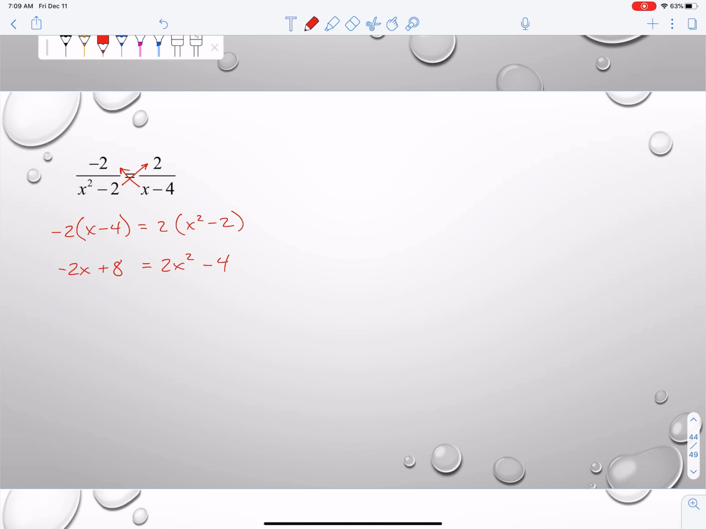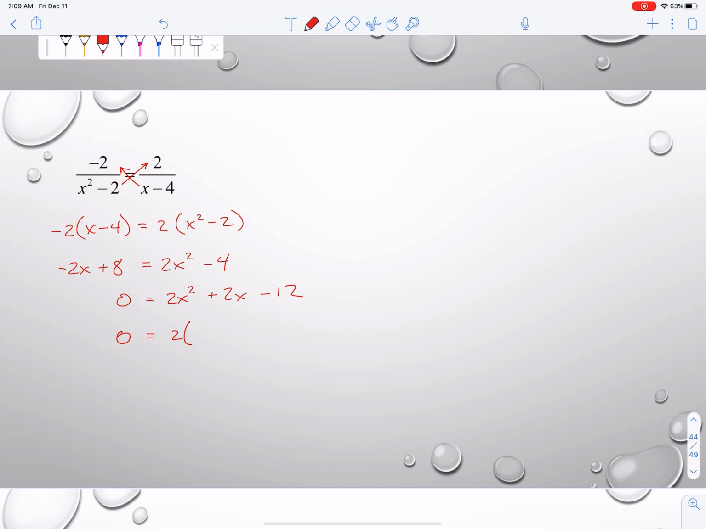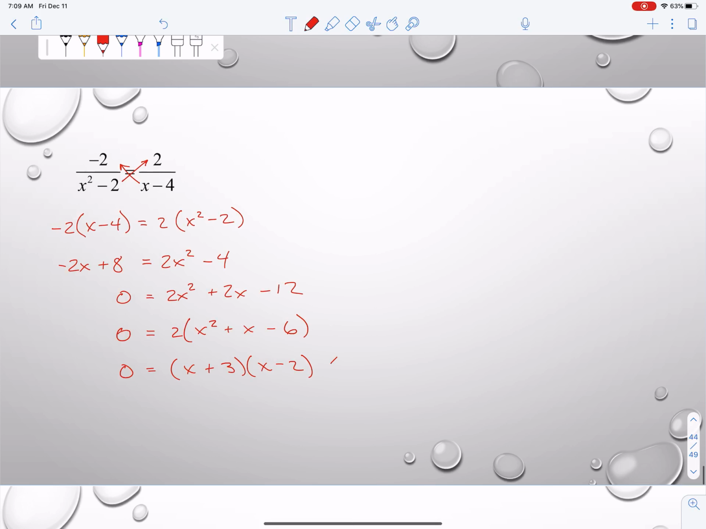So what I've got at this point is a quadratic. I want to move everything to one side of my equation so that I can try and factor and solve this. So when I do that, we're going to have 0 equals 2x squared plus 2x minus 12. So in terms of factoring, check for a GCF. I do have one, it is 2. So I'm going to be left with x squared plus x minus 6. And now two numbers that multiply together to give me -6 and add to 1 are going to be 3 and -2.